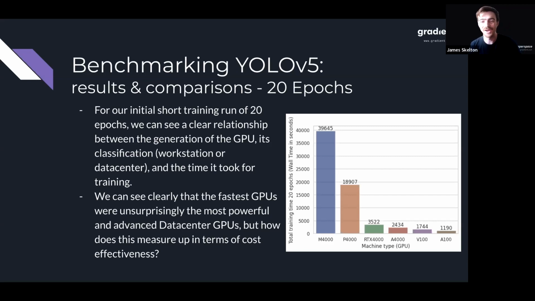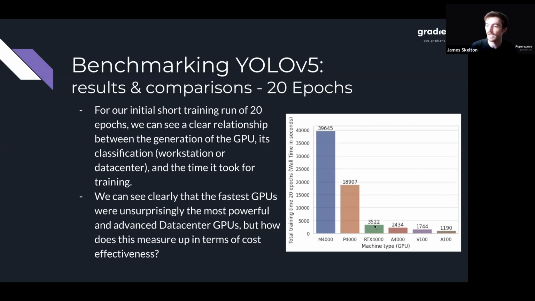and the corresponding length of time it took to do training. Notably, there was a significant speed up between the P4000 and RTX 4000 training, which shows you how important the introduction of those tensor cores was. You can see it's going from 18,907 to 3522 seconds. That's almost a 6 times speed up with a machine that has the exact same amount of RAM.